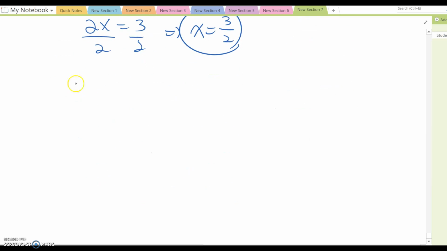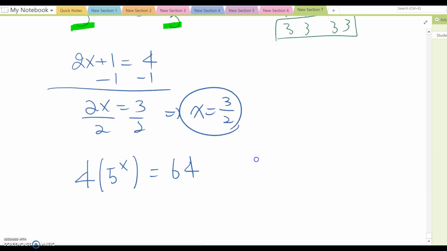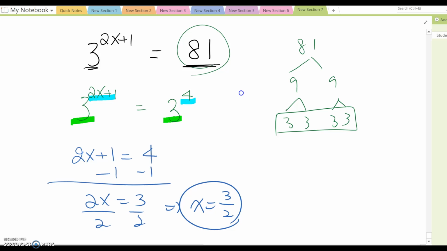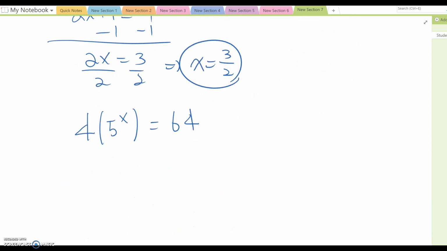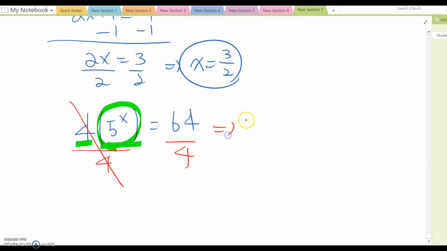Now, another question here, maybe 4 times 5 to the x power equal to 64. Unlike the previous examples, in this case we have a number times an exponent form. So you need to isolate this exponent form first. So you divide by 4, then this cancels out. So 5 to the x power equal to, this becomes 16.